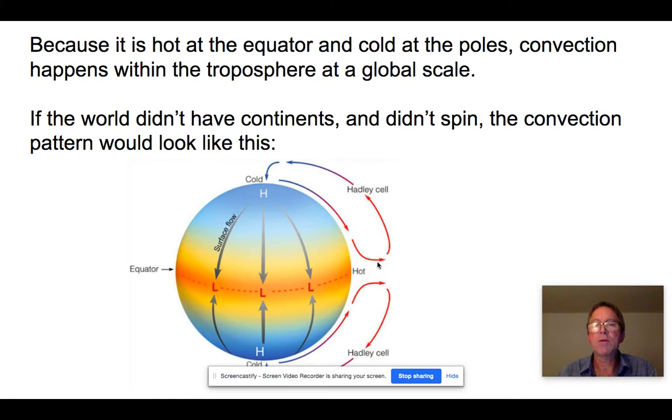Hot air would rise at the equator where it's warm. It would drift northwards. It would sink at the pole where it's cold. And the surface winds on planet Earth would always be blowing from north to south. So we would say there's always what we call a north wind.